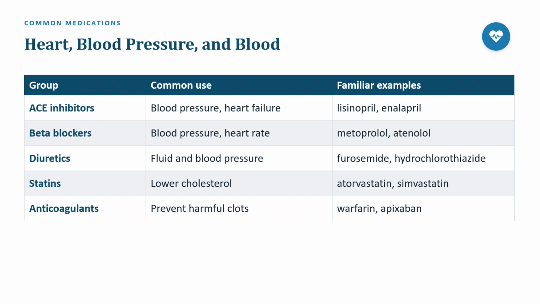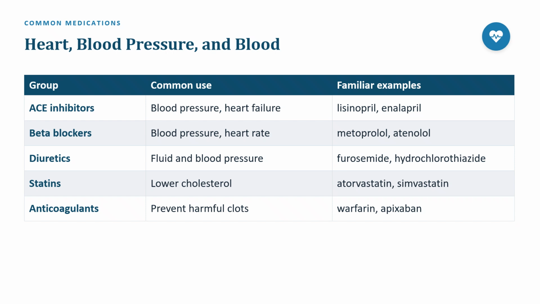We begin with the heart, blood pressure, and blood, the single most common category you will encounter because so many patients manage cardiovascular conditions. These groups should feel familiar from Lecture 2, and now we are attaching common names to them. ACE inhibitors, which you can spot by the pril ending, treat high blood pressure and heart failure with lisinopril and enalapril as everyday examples.